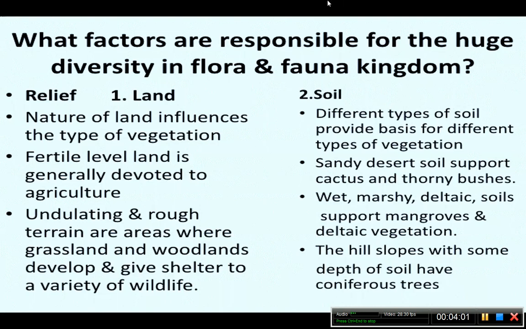Sandy desert soil supports cactus and thorny bushes. Wet marshy deltaic soil supports mangroves and deltaic vegetation. Hill slopes with some depth of soil have coniferous trees, as hills have high altitudes. So depending on that altitude, coniferous trees are found in the country.